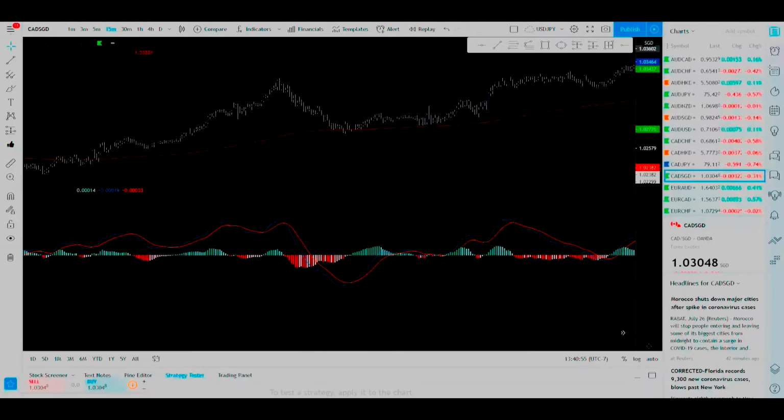So without further ado, moving over to the charts. I don't have a script or anything. This is literally just straight off the dome. I have a little bit of notes down here from what I've learned and little things that I've seen when using the MACD indicator. So here's the strategy.